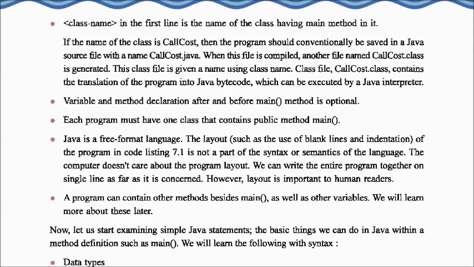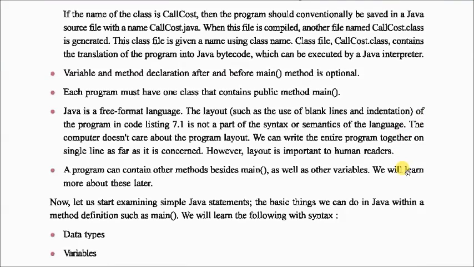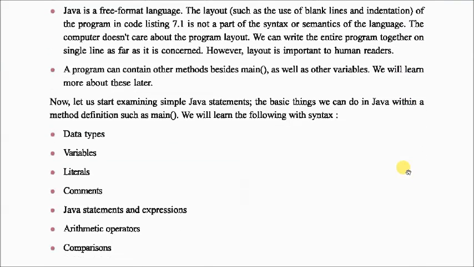How you write the program, whether in 1 line, 2 lines, 3 lines, 4 lines, that doesn't matter for the computer. But it should be in readable form. It should be in understandable form. It means a user or anyone else, when they open it, should be able to understand what is written in the program. A program can contain other methods besides main as well as other variables. We will learn more about this later.